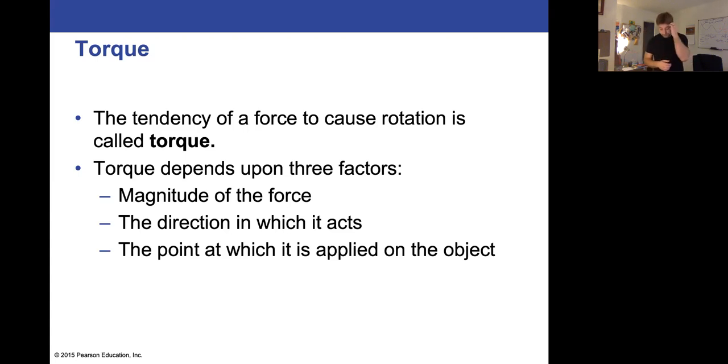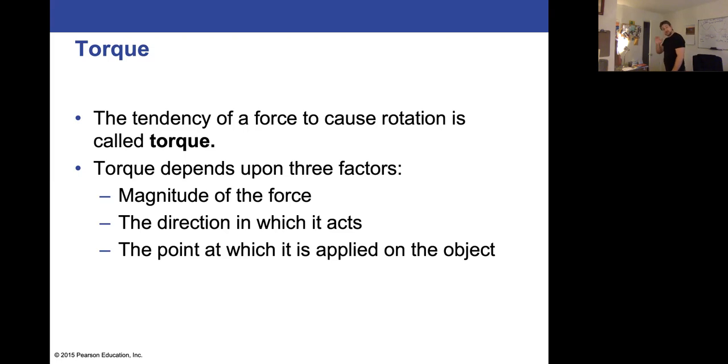Magnitude of the force. The point on the object at which it is applied. Have you ever gone to open a door and pushed at the wrong side? Like it swings this way, but you've accidentally pushed at this side and nothing happens. If I apply a force way over here at the hinge, the door barely closes at all. If I push on the wrong point on the object, the wrong radial distance from the axis around which I'm trying to get it to rotate, it's not going to rotate as much.